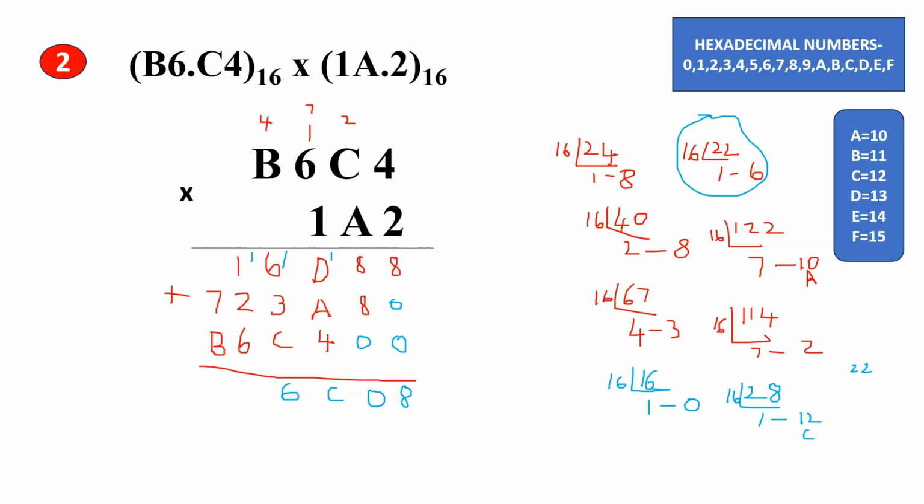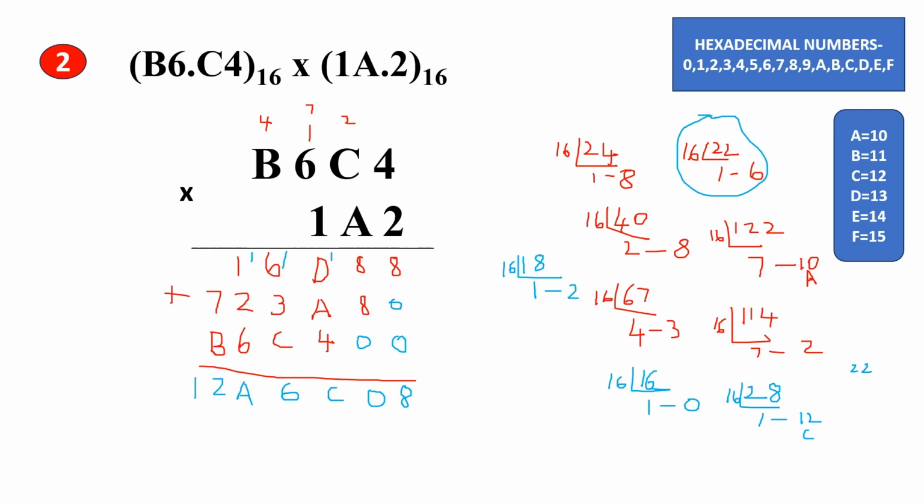Then again add this column. So you get 6 plus 2 is 8, plus this one 9, 10. 10 represents A. So write A. Then B plus 7, B is 11, 11 plus 7 is 18. So to make 18 hexadecimal, divide by 16. So the quotient is 1 and the remainder is 2. So you can write 2 and the carry is 1, so that you can write it here itself.